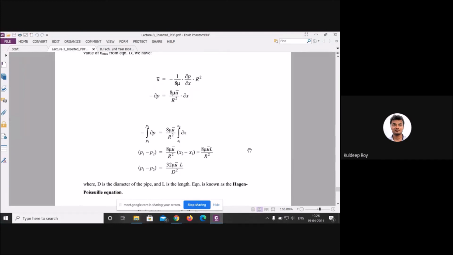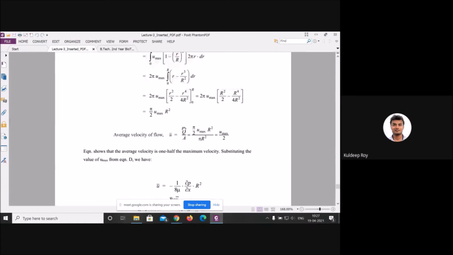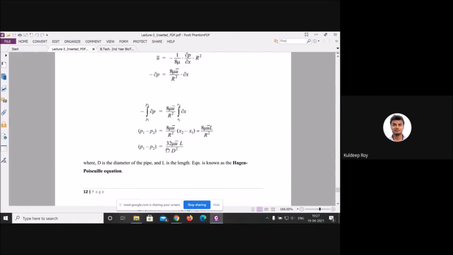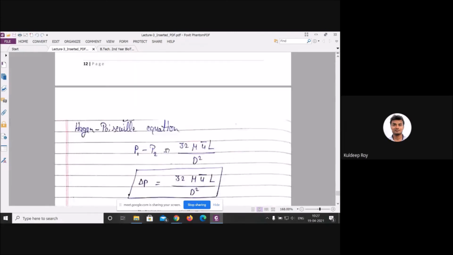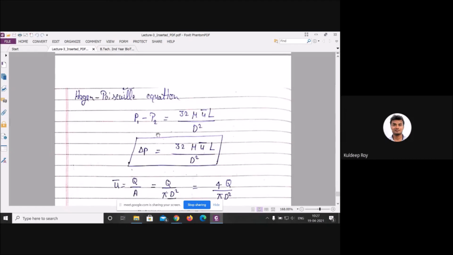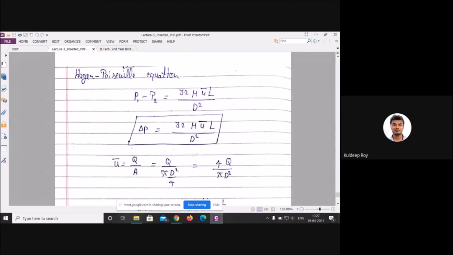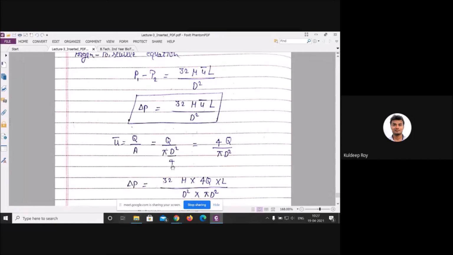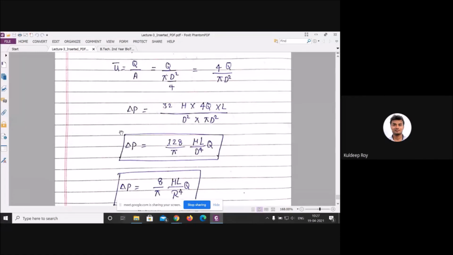But wait, this formula is used when you know the average velocity. You have already defined that Q by A is your average velocity. So we are not interested in the average velocity. We have written this expression, and we want to determine it in terms of diameter only. Then Q is multiplied by pi d square by 4. If you put this here in terms of average velocity, you will get this expression.